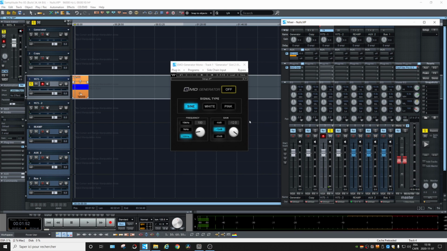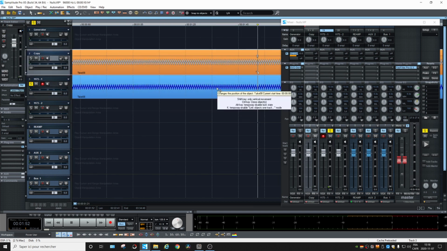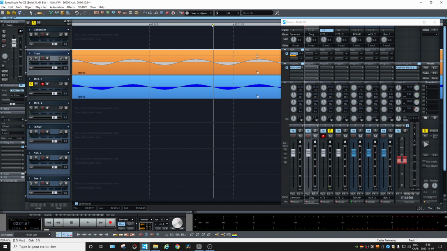So our first null test will be to make a copy of the original signal that I just recorded and invert the polarity. So let's do that right now. Hold the control button, drag, and let's zoom in. What we want to make sure is that both signals are in phase. And they seem to be perfectly in phase.